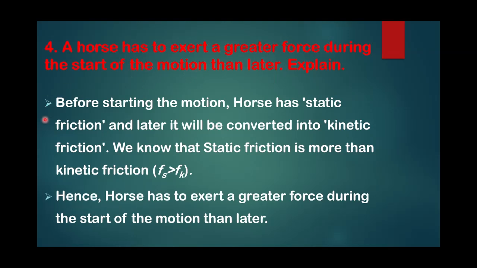Next, fourth question. A horse has to exert a greater force during the start of motion than later. Explain. Before starting the motion, the horse has static friction, and later it will be converted into kinetic friction. We know that static friction is more than kinetic friction, that is Fs greater than Fk. Hence, the horse has to exert a greater force during the start of the motion than later.